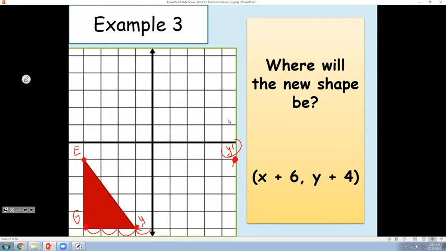1, 2, 3, 4, 5, 6, right? And 4 up. 1, 2, 3, 4. This one is G prime. How about E? 1, 2, 3, 4, 5, 6, and then 4 up. 1, 2, 3, 4. And this is E prime. Now let's connect them. That's it. This is a new shape. We slide it to the right and up.